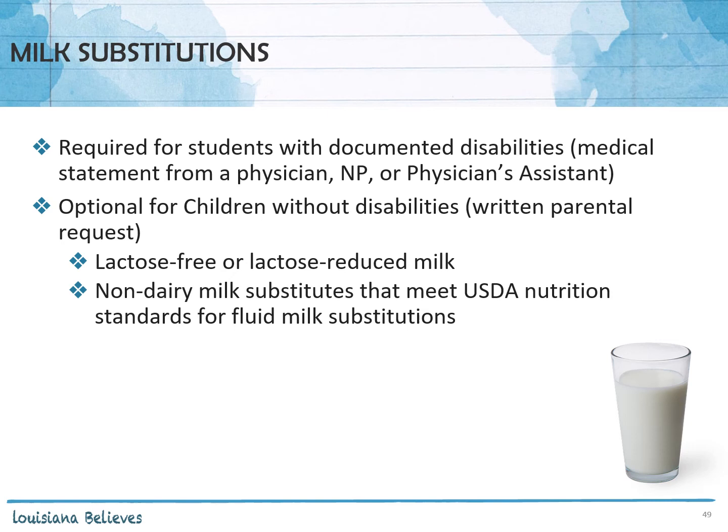Schools have the option to offer milk substitutions for children without disabilities based on a written statement from a parent or guardian. If a school chooses to allow milk substitutions for children without disabilities, they must offer one or more of the following: either lactose-free or lactose-reduced milk, or non-dairy milk substitutes that meet the USDA nutrition standards for fluid milk substitutions. Milk substitutes must meet the USDA nutrition standards for fluid milk.